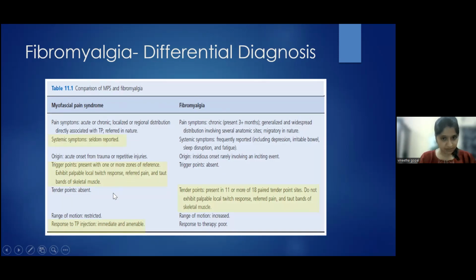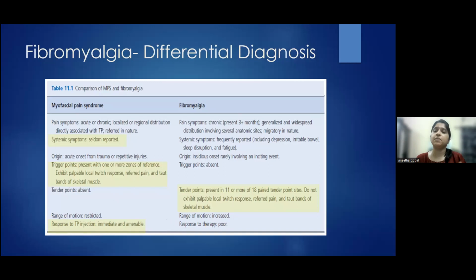And something else is there which I don't understand actually. Even though this is in my slide, I took it from one of the textbooks: in fibromyalgia, the range of motion is increased. I don't know why, because practically in both situations the range of motion is restricted. But there is one difference. In myofascial pain, there will be straightening of the cervical spine, and until that is corrected, the patient will not be able to improve the range of motion.